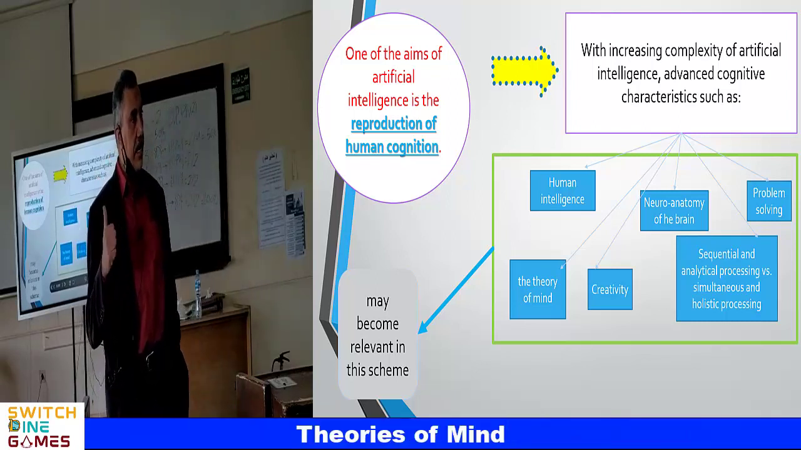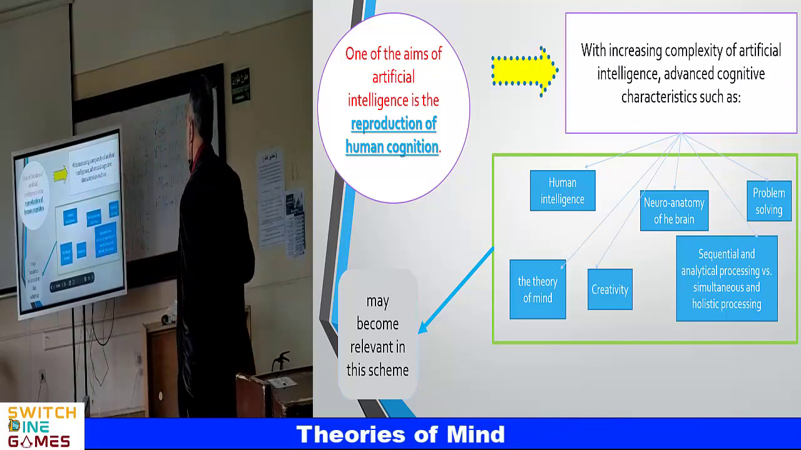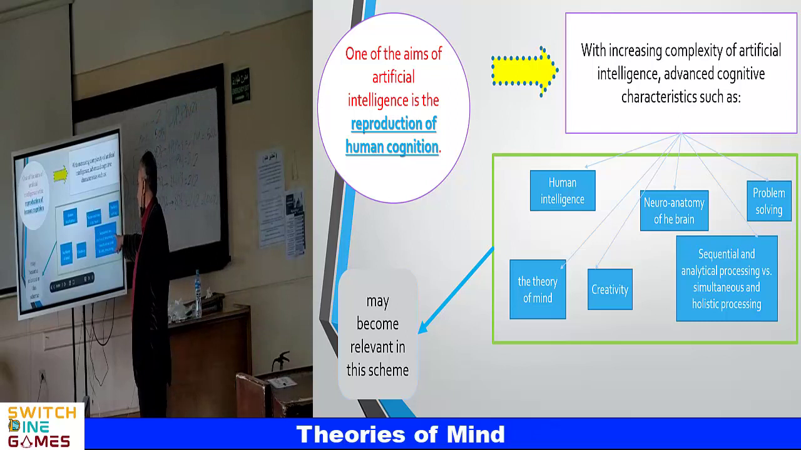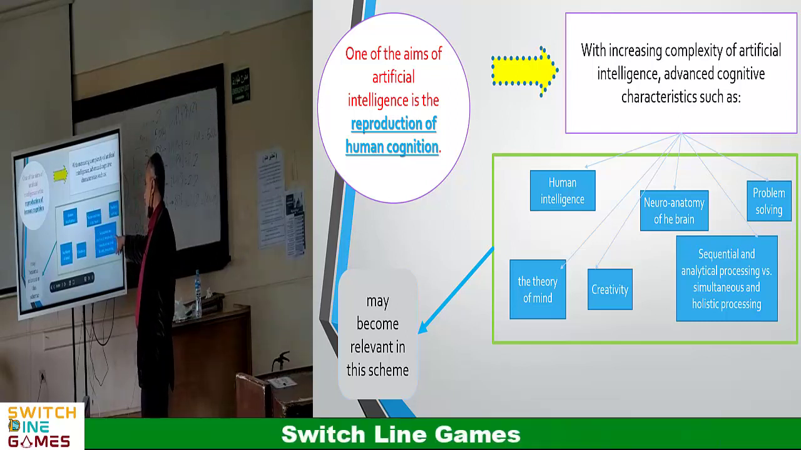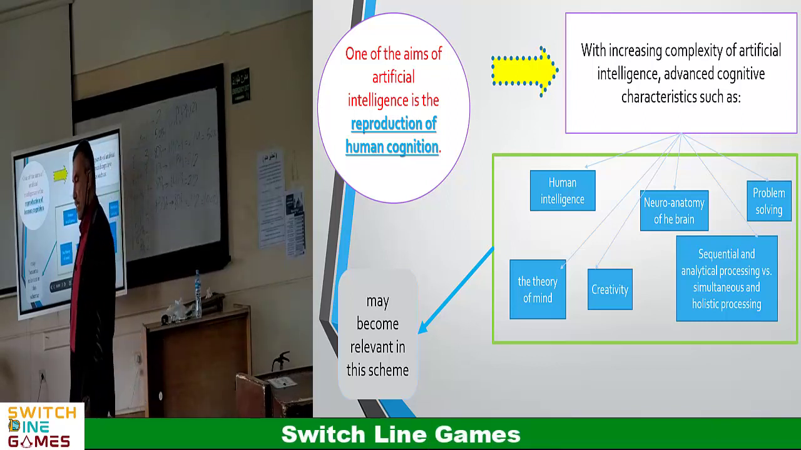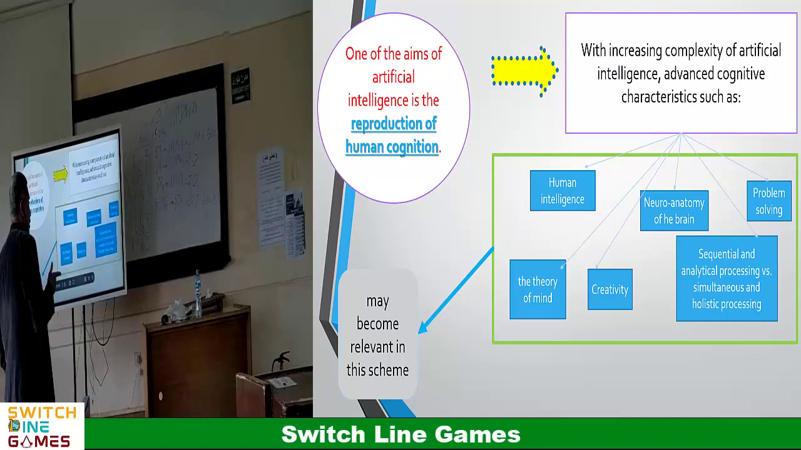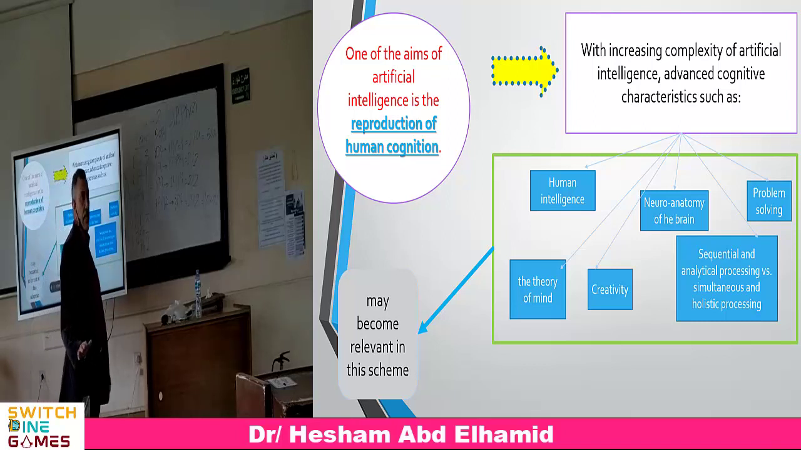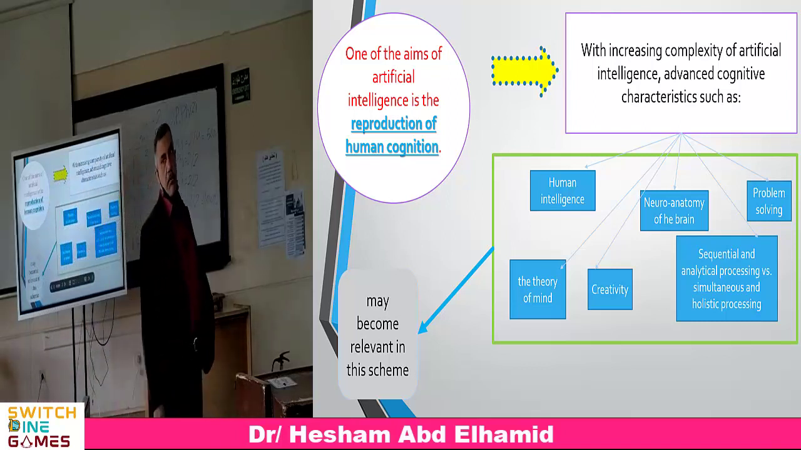Accordingly, we need things like this. Also, we should know the difference between sequential and analytical processing versus simultaneous and holistic processing. What's the difference between sequential analytical processing and simultaneous holistic processing? This is what we will talk about today, and I will explain it.